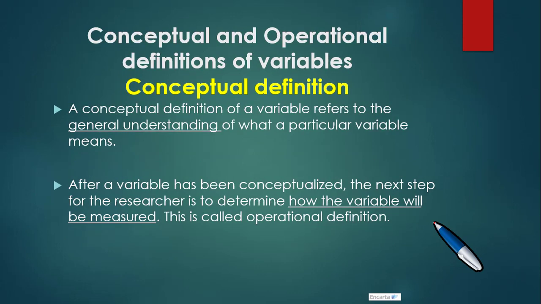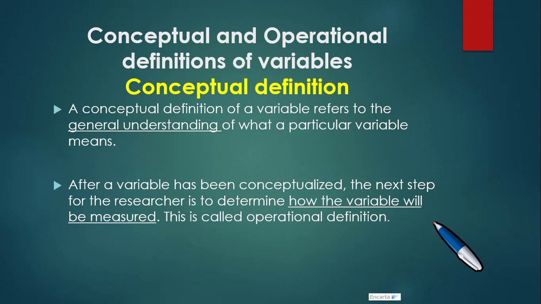Now, a variable is usually defined in two ways: conceptual definition and operational definition. A conceptual definition of a variable refers to the general understanding of what a particular variable means, the general meaning a variable has for almost all people. What we describe as a variable in a particular study could be given various definitions, but all are channeled towards trying to describe what people think it is.